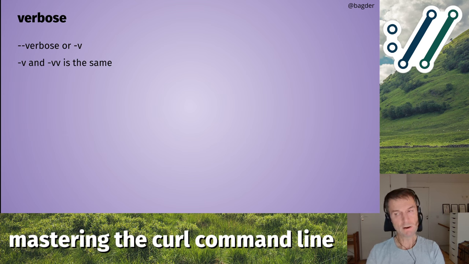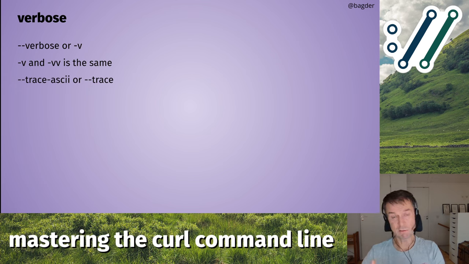And adding more makes no difference. I know a lot of people do that because a lot of other tools in the world add more verbosity the more v's you add. But for curl, it doesn't matter. You can add as many as you want because it's a boolean. It will just switch it on many times, so it doesn't matter. It'll just be switched on.